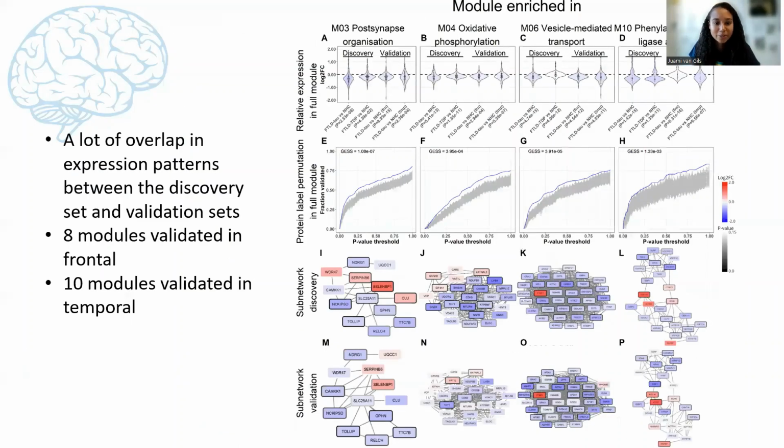Now in total, I will show you a couple more. We could validate 8 out of the modules in the frontal dataset and 10 of the modules in the temporal dataset. And so among the modules that were validated, we can find modules enriched in post-synapse organization, oxidative phosphorylation, vesicle-mediated transport, and phenylalanine tRNA ligase activity as an example. And these are all functions that are highly relevant for brain disease. And so we can really find biological signal using our method.